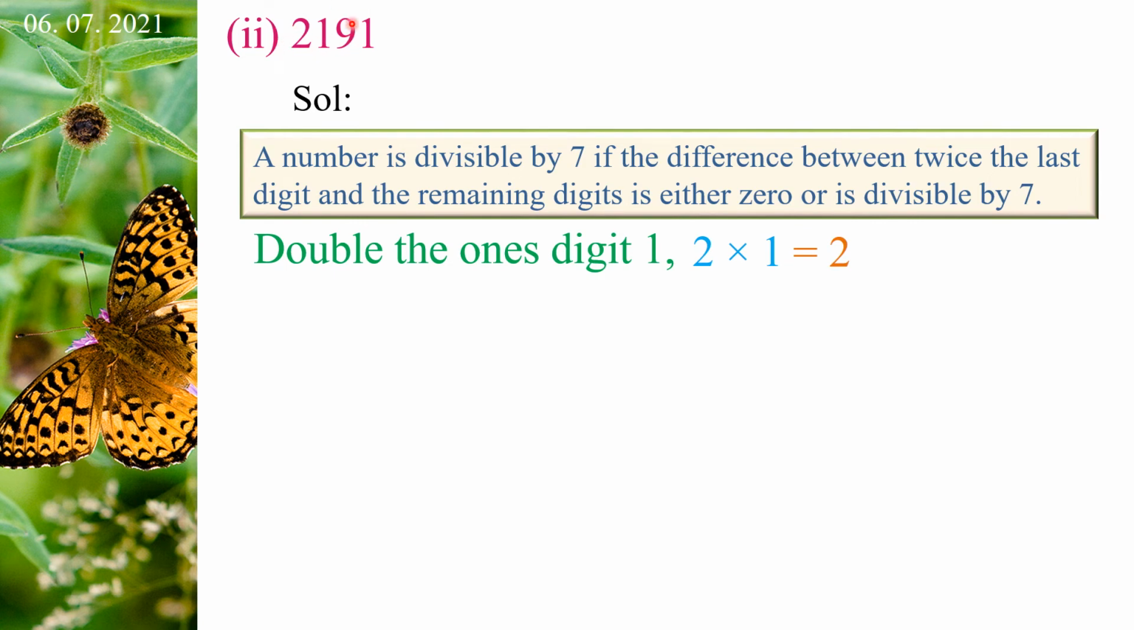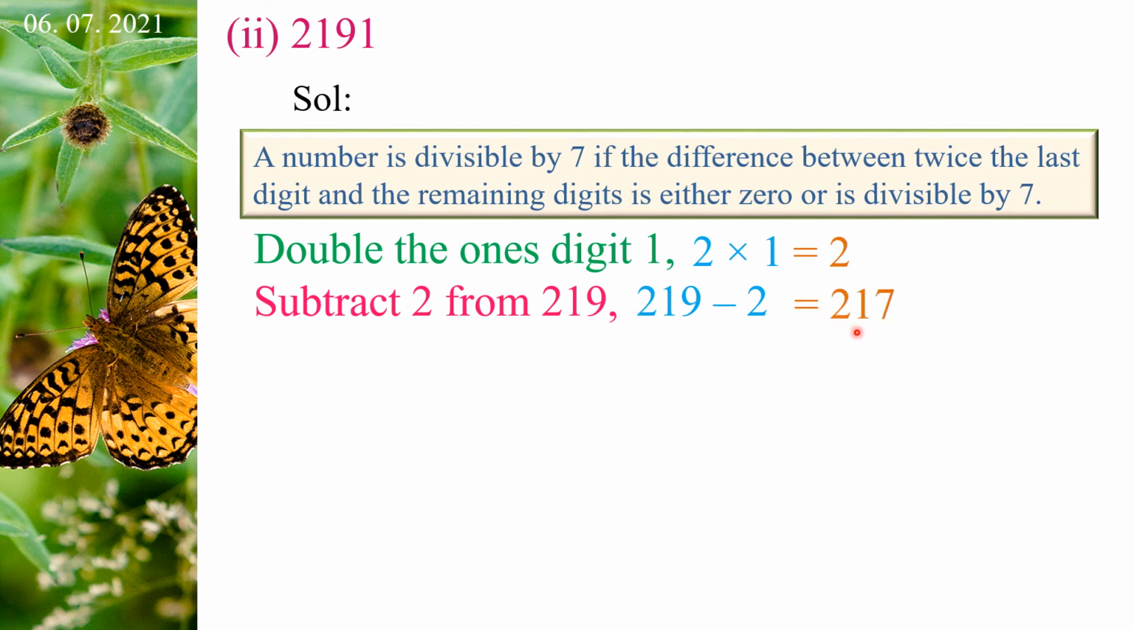The remaining digits are 219. Now subtract 2 from 219. So we get 219 minus 2, we get 217. Now here we get a 3-digit number. We already know 217 is divisible by 7, isn't it? Otherwise, we can proceed with the same procedure.